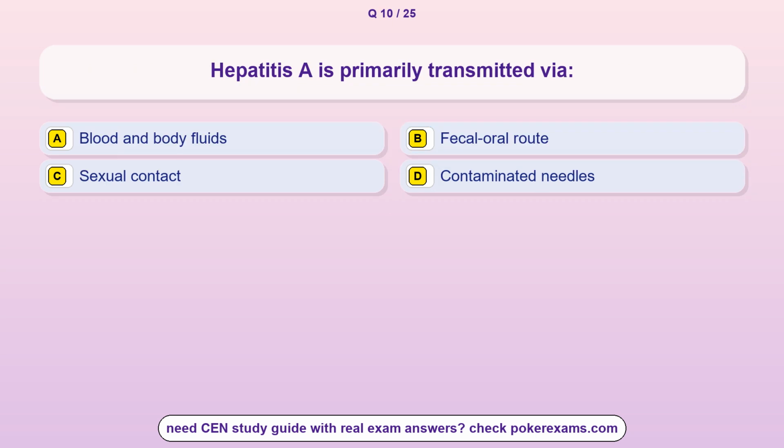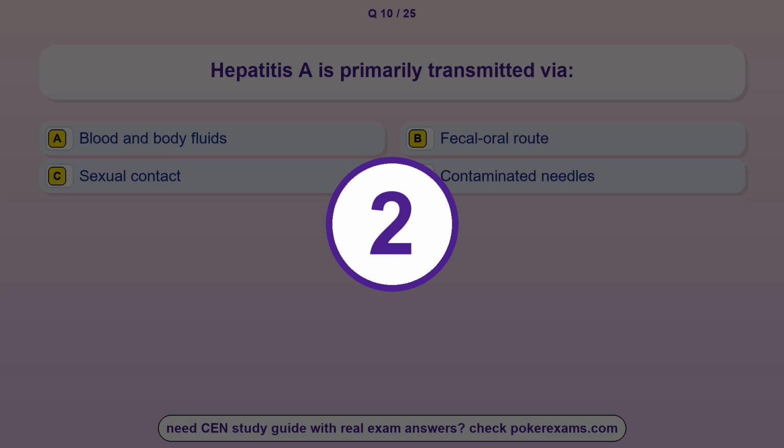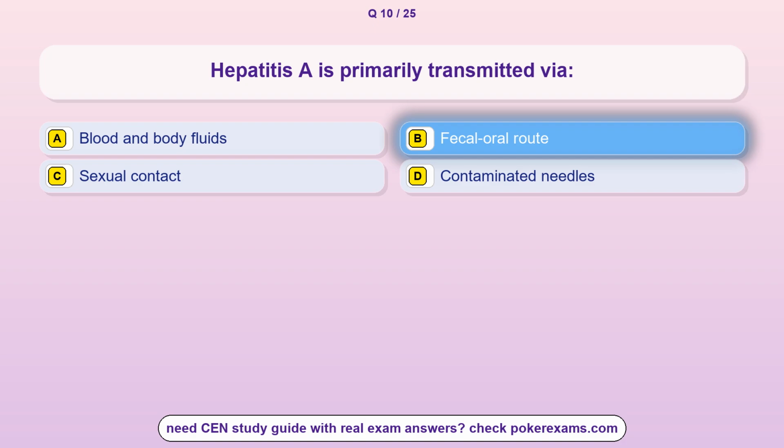Question 10. Hepatitis A is primarily transmitted via: Option A, blood and body fluids. Option B, fecal-oral route. Option C, sexual contact. Option D, contaminated needles. The correct answer is option B, fecal-oral route.